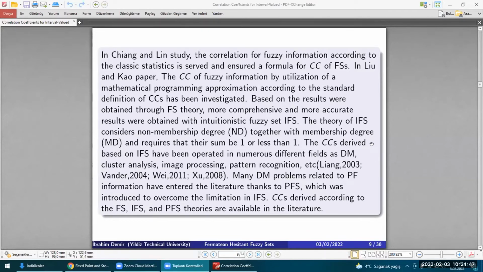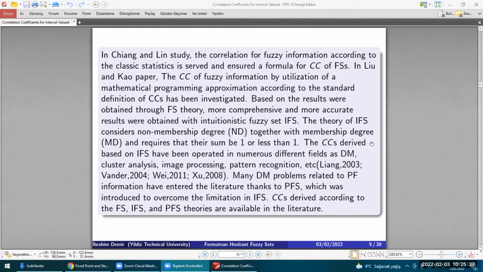In Chang studied the correlation of fuzzy information according to classical statistics, and derived a formula for the correlation coefficient of fuzzy sets. In Liu's paper, the assessment of fuzzy information using mathematical programming approximation according to the standard definition has been investigated. Based on the result, outcomes were obtained through FS theory. More comprehensive and more accurate results were obtained with the intuitionistic fuzzy set.